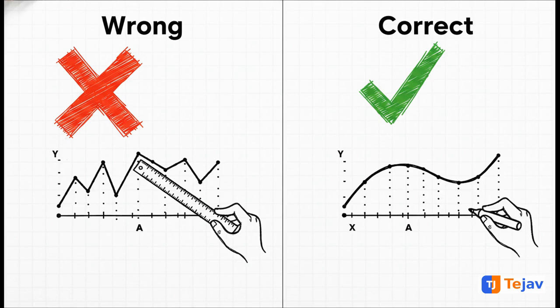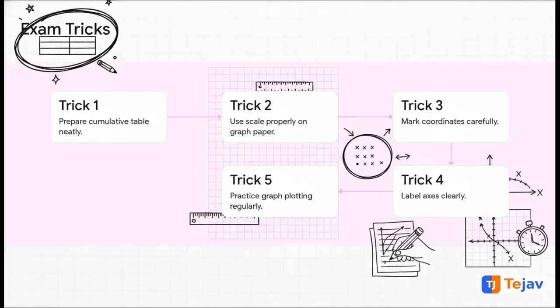Also, double-check that you aren't accidentally plotting the raw frequency instead of your brand new cumulative frequency. If you want to secure those top marks, stick to this checklist. Make sure your table is super neat right from the start. Use your scale properly on the graph paper. Mark your coordinates with total precision, and please clearly label those axes. Honestly, consistent practice is your ultimate cheat code for exam hall speed and confidence.